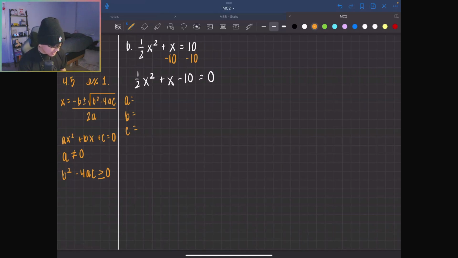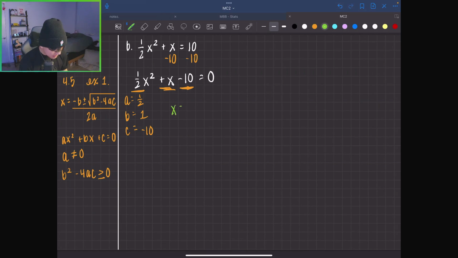All right, so let's take a look. Our a value is going to be 1/2. Our b value is going to be, well, if there's an x, there's that imaginary 1 right before it. So our b value is 1. And then our c value is going to be -10. So let's do the same exact process, but this time just with different numbers. Let's use this quadratic formula.